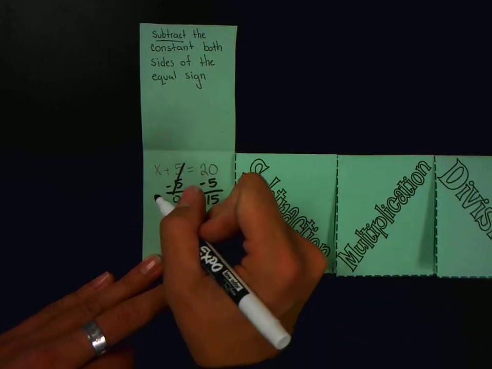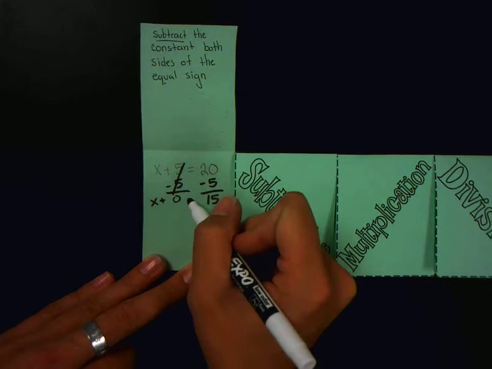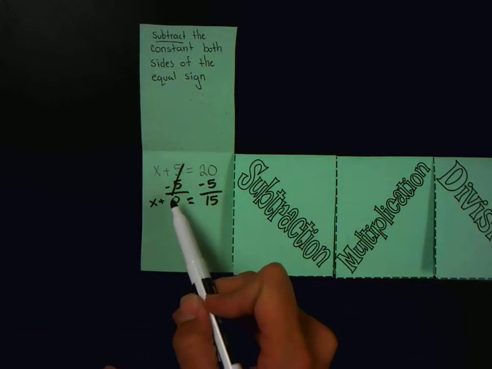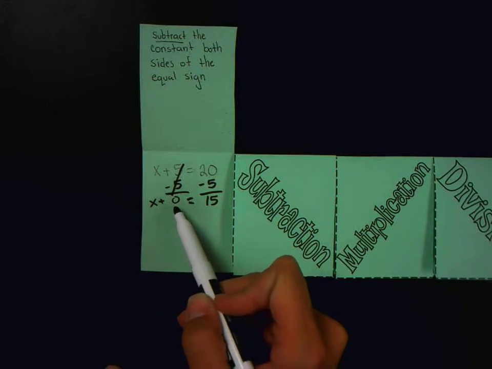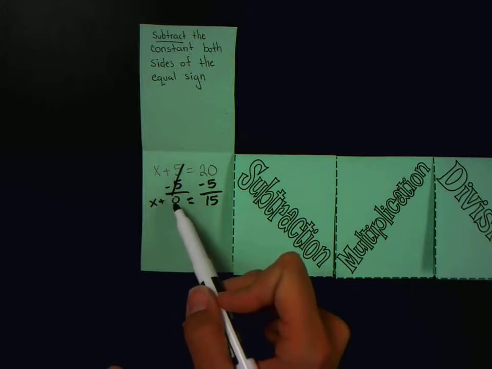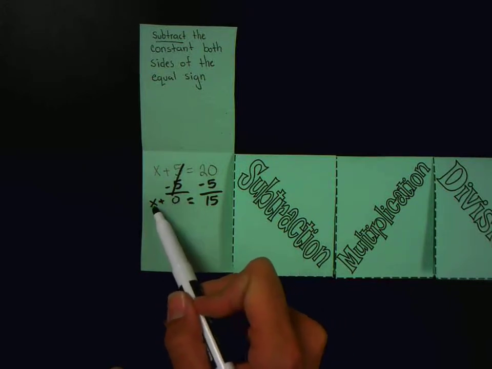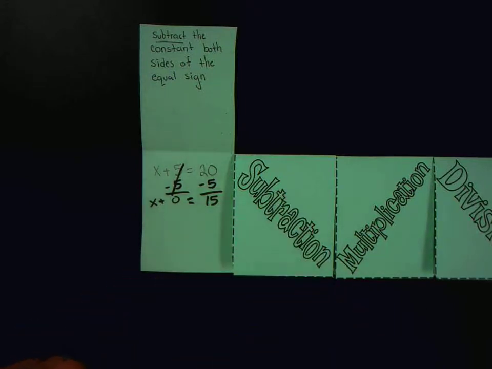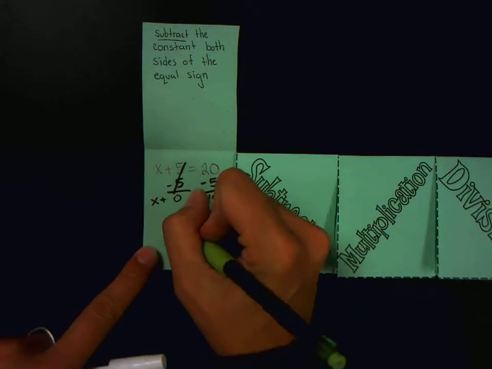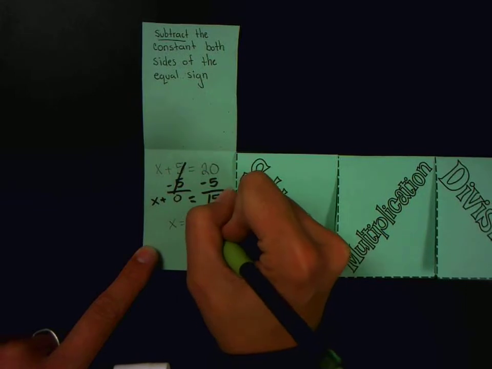Any number plus 0 is always itself. That's the identity property of addition, so we have zeros there. So really, we can just put x equals 15. Now we're not done there. We are not done there. It's a good idea to check your work.